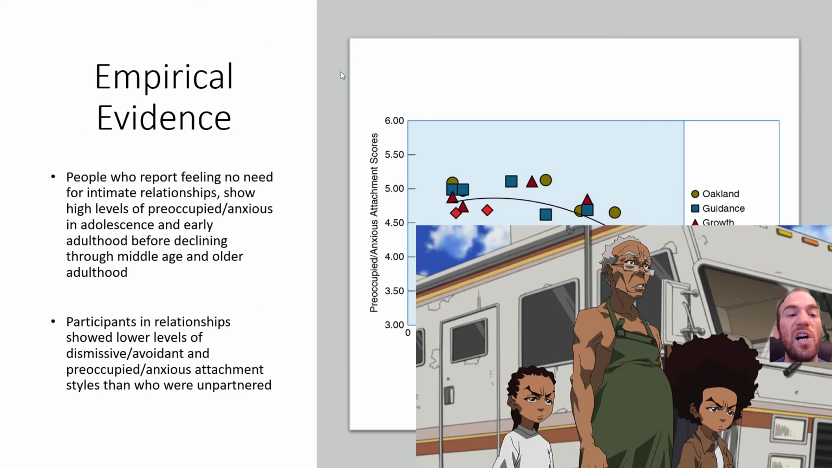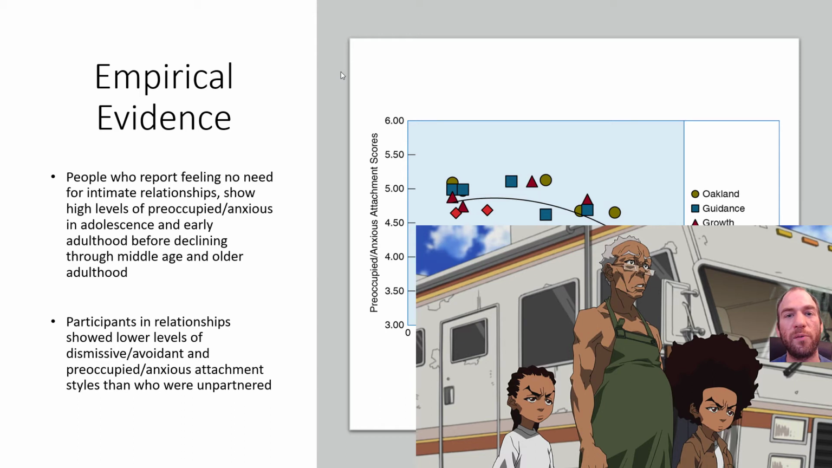The meta-analysis also found that people who report feeling no need for intimate relationships show high levels of preoccupied/anxious attachment in adolescence and early adulthood before declining through middle age and older adulthood. Participants in relationships showed lower levels of dismissive/avoidant and preoccupied anxious attachment styles than those who were unpartnered.